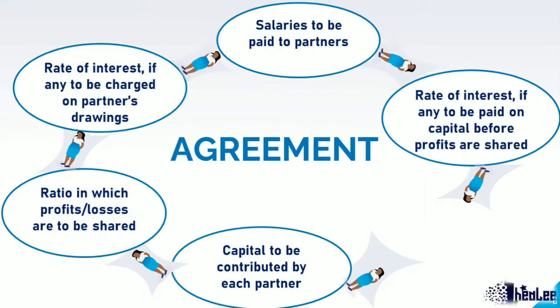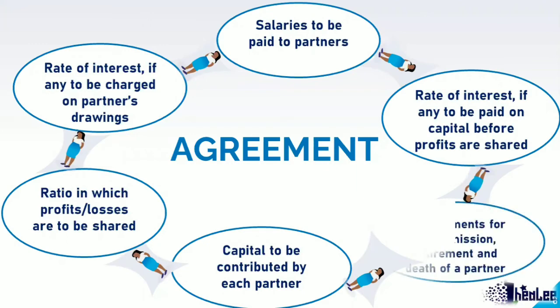So if the partners, for example, contributed $100,000 to the business, the partners may decide in the agreement stage that each partner would get 10% interest on the amount of capital that they have contributed. So 10% of the 100,000 would give you 10,000. So that particular partner would get 10,000 as their interest on the capital that they contributed to the business.